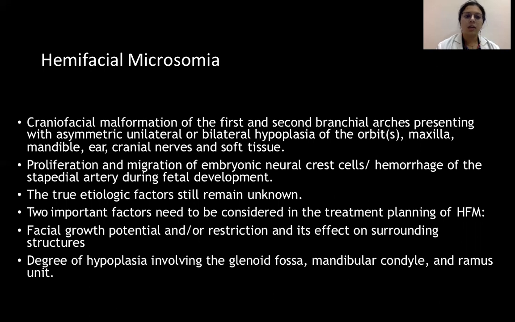Hemifacial microsomia is a craniofacial malformation of the first and second branchial arches, presenting with asymmetric, unilateral or bilateral hypoplasia of the orbit, maxilla, mandible, ear, cranial nerves, and soft tissue. It is attributed to proliferation and migration of embryonic neural crest cells or hemorrhage of the stapedial artery during fetal development. The true etiologic factors still remain unknown. Two important factors need to be considered in the treatment: facial growth potential and the restriction and its effect on surrounding structures, and the degree of hypoplasia involving the glenoid fossa, mandibular condyle, and ramus unit.